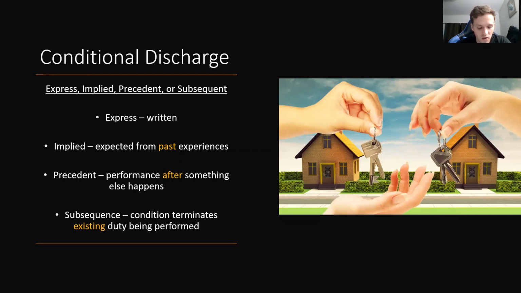Something that's interesting is that the most common conditional discharge is between the sale and purchase of a house. So they'll normally put in their contracts a conditional clause that says, I'll buy your house once I've been able to sell my own house. That way I don't have to stay with 2 house payments each month.